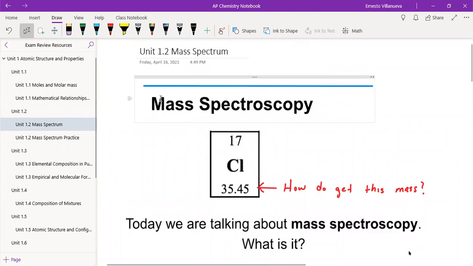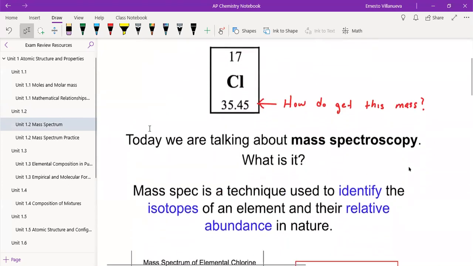So mass spectroscopy is pretty much a breakdown of an element. Basically, it's a technique used to identify the isotopes of an element and their relative abundance in nature. Now, this is not new. We said before that elements are made up of different isotopes, right?